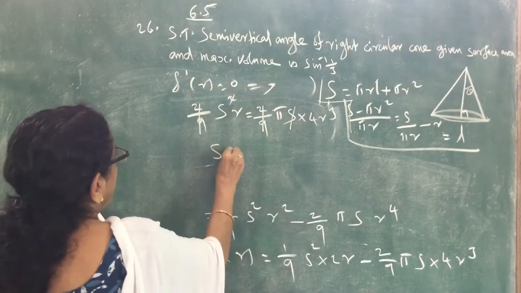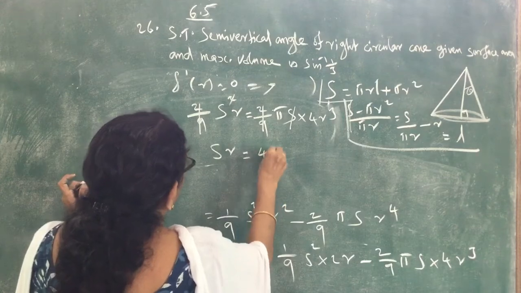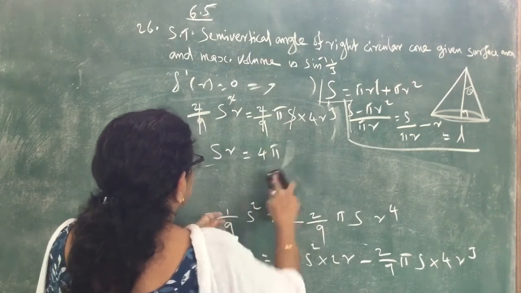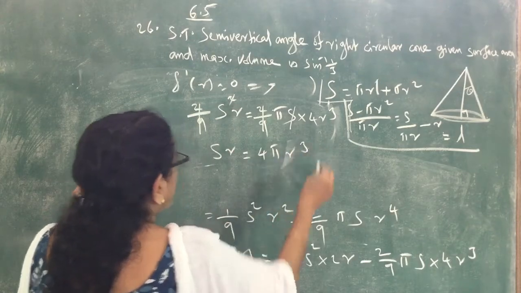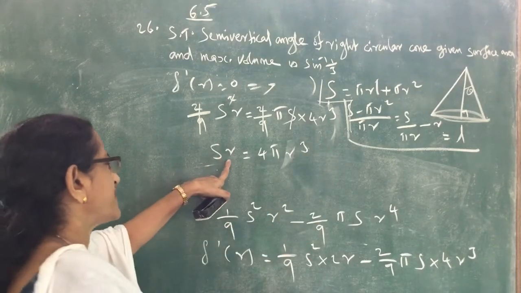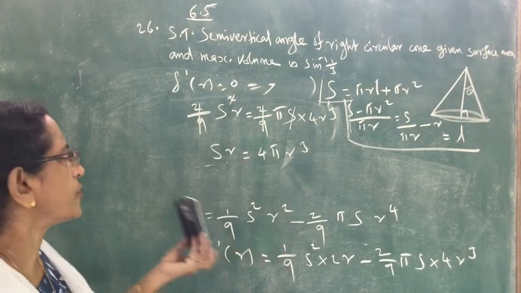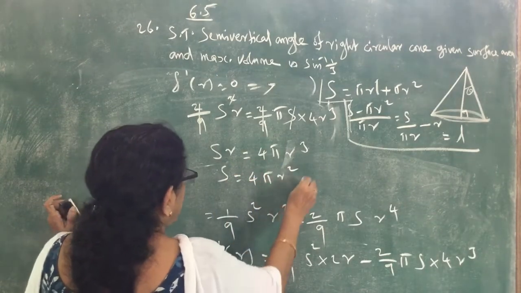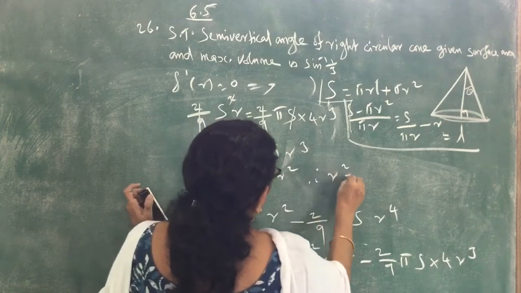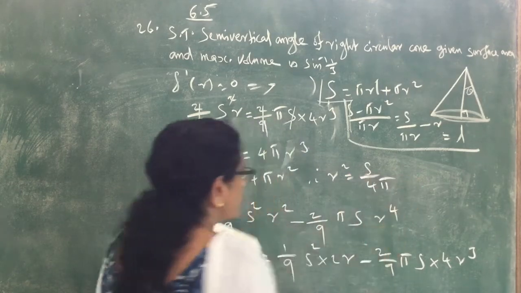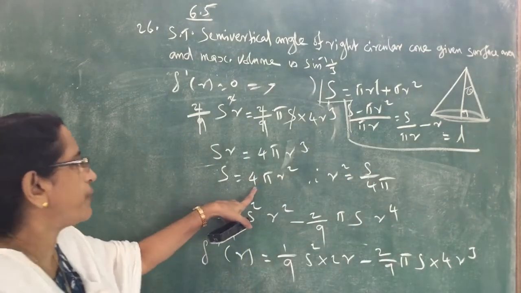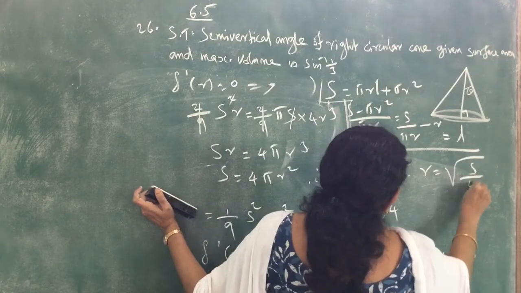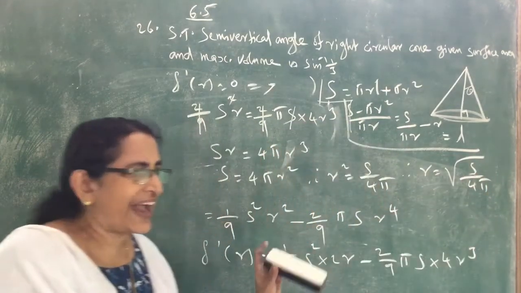So S R equal to 4 pi R cube. One R also we can cancel. Since R is not equal to 0, we can cancel R. So S equal to 4 pi R square. Therefore R square equal to S by 4 pi. So we got R square equal to S by 4 pi. Therefore R equal to root of S by 4 pi. So we got the value of R.